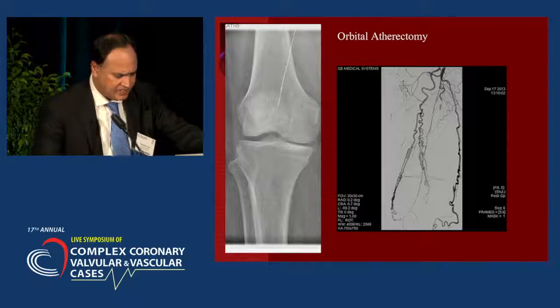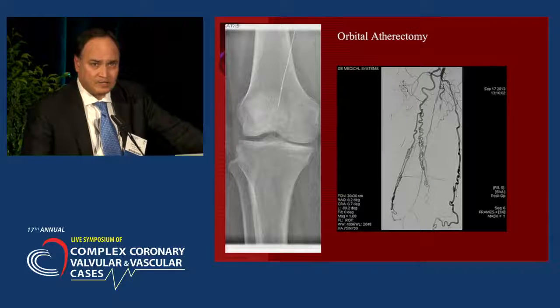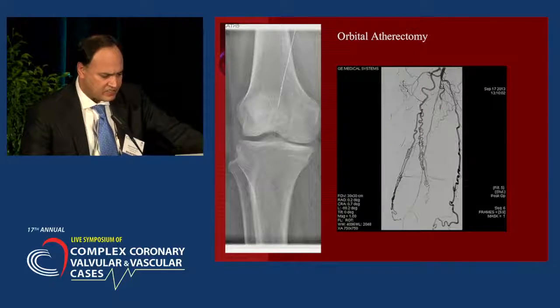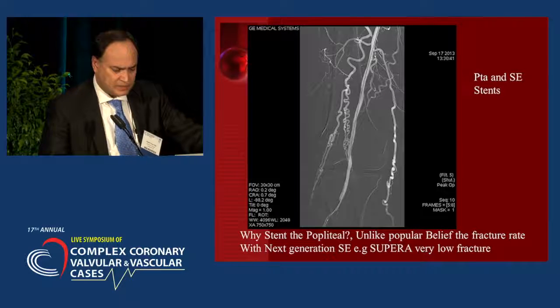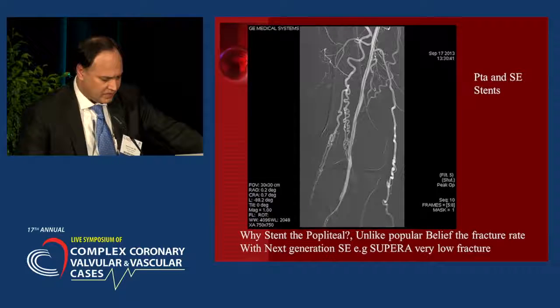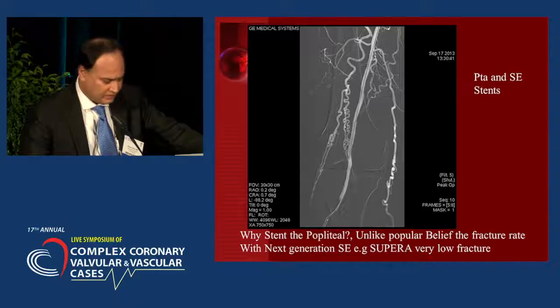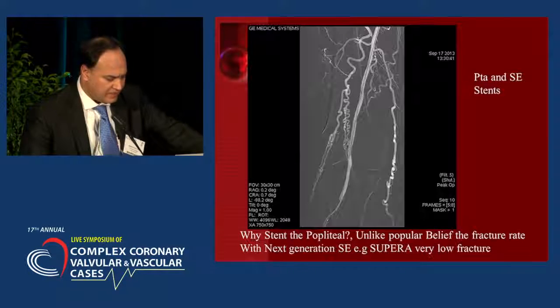This patient then underwent orbital atherectomy of this total occlusion. You can see there's an orbital atherectomy path, and there's just a lumen through the SFA and popliteal artery. Then I ended up stenting this segment using new Supera stents, which are now approved for femoral indication.